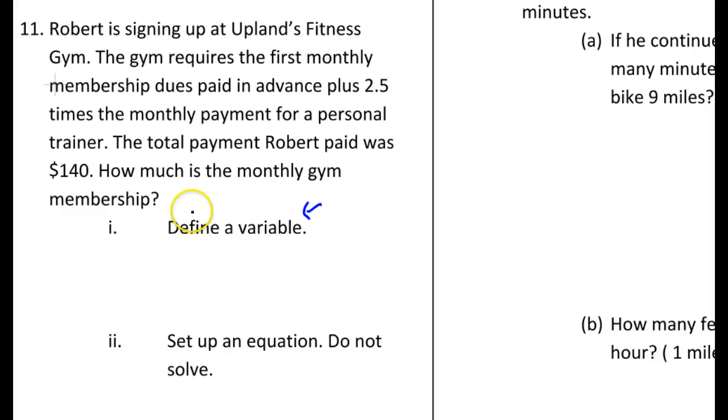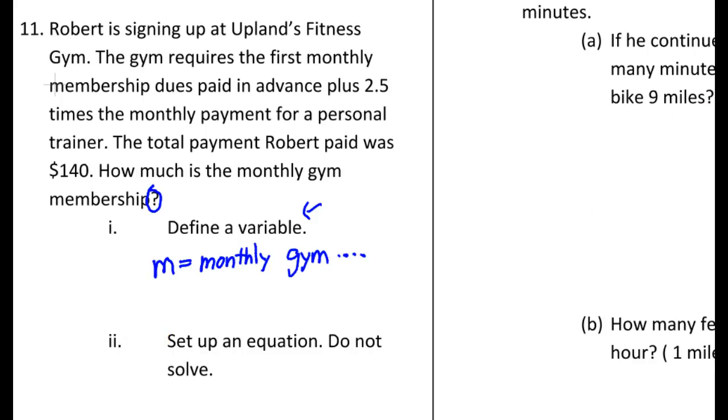So define a variable. A good way to figure out what you're looking for is to look where the question mark is. That's what we're trying to figure out, right? So look at the sentence: How much is a monthly gym membership? You can give it any variable, any letter. I like to make it kind of related. Since we're trying to find the monthly gym membership, I'm going to say M. Instead of writing monthly gym membership, we can just say M.